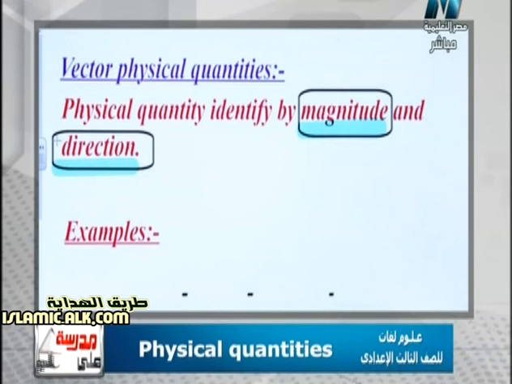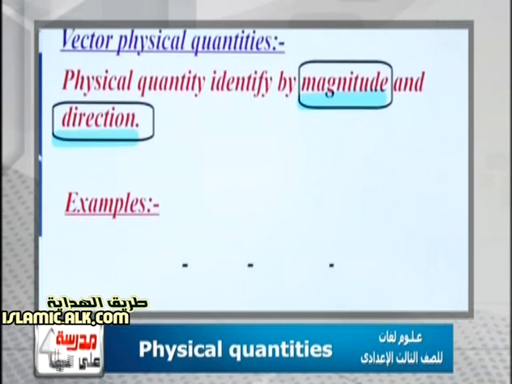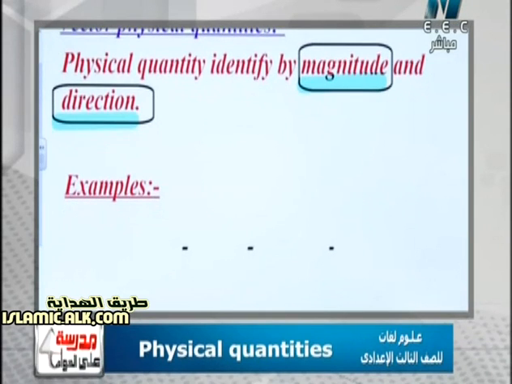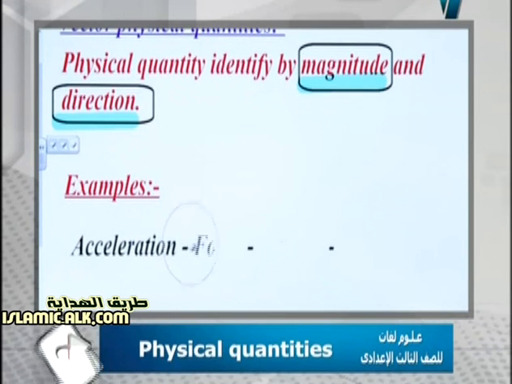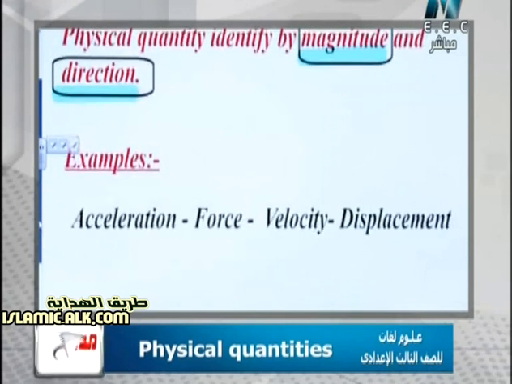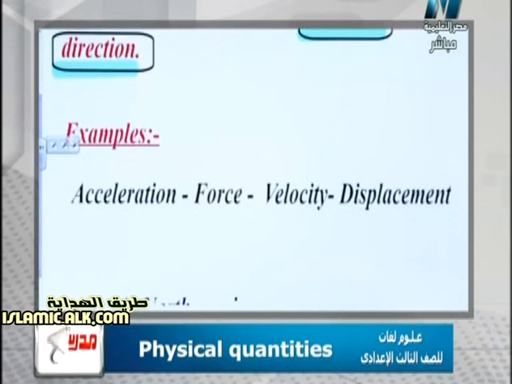As we have many examples here, maybe we couldn't differentiate between them in first prep, but in third prep we should differentiate between these physical quantities and the scalar physical quantities. We have many examples, for example acceleration, force, velocity, displacement. All these physical quantities are called what? They are called vector physical quantities, which means identified by magnitude and direction.